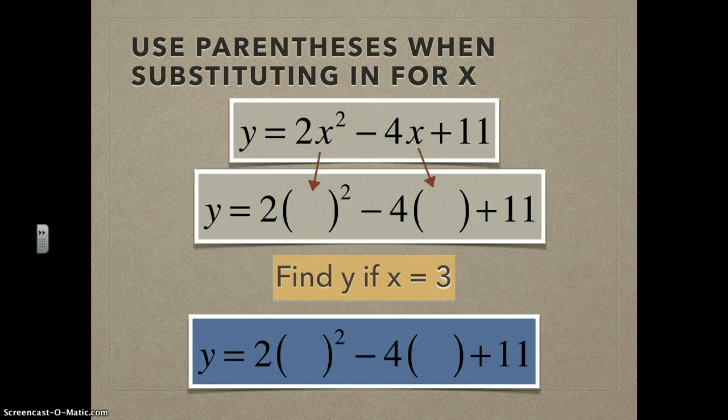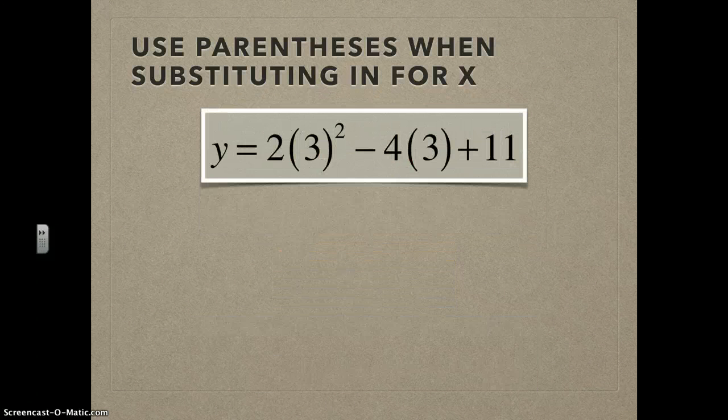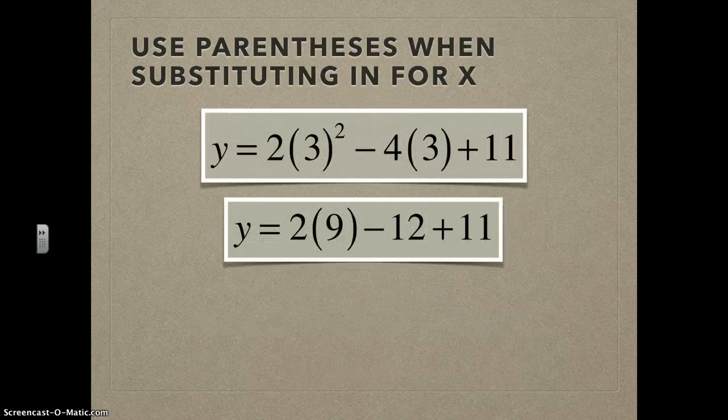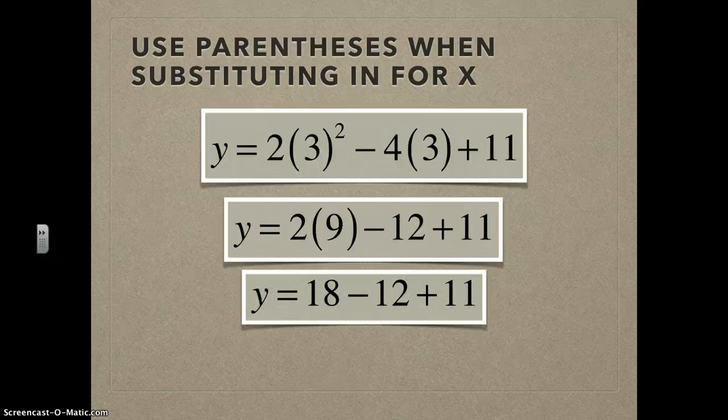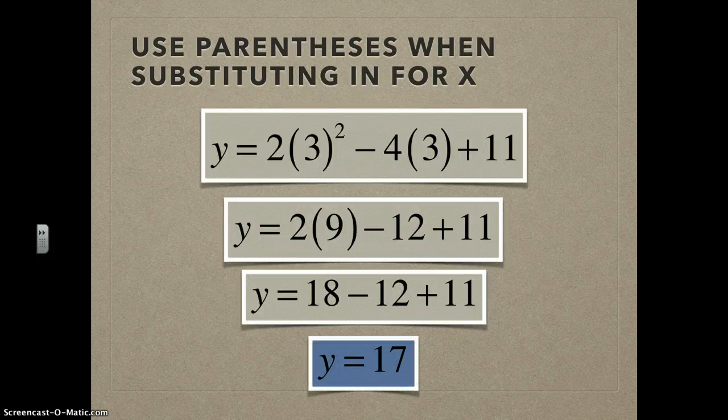And here we go with the future animations. So, from here, you're just using PEMDAS. You are squaring your 3 and multiplying 4 times 3, and you're multiplying your 2 times 9 to get your 18. You subtract across. 18 minus 12 plus 11 gives you 17.